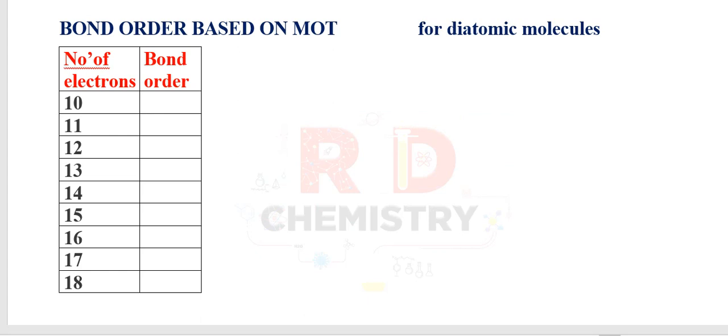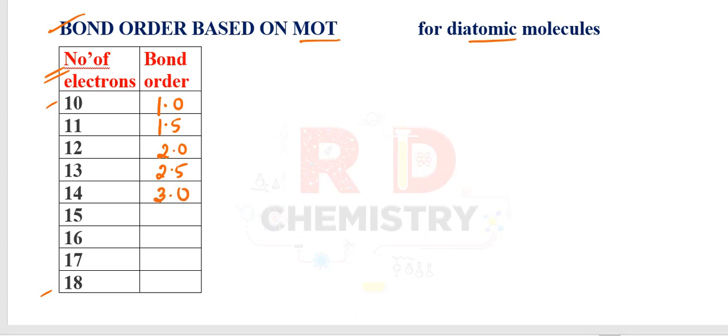Based on molecular orbital theory, we can find out the bond order for diatomic molecules. Remember the number of electrons from 10 to 18. For 10, the bond order is 1.0. Then it increases by 0.5 units, so the next one will be 1.5, then 2.0, 2.5, then 3.0.